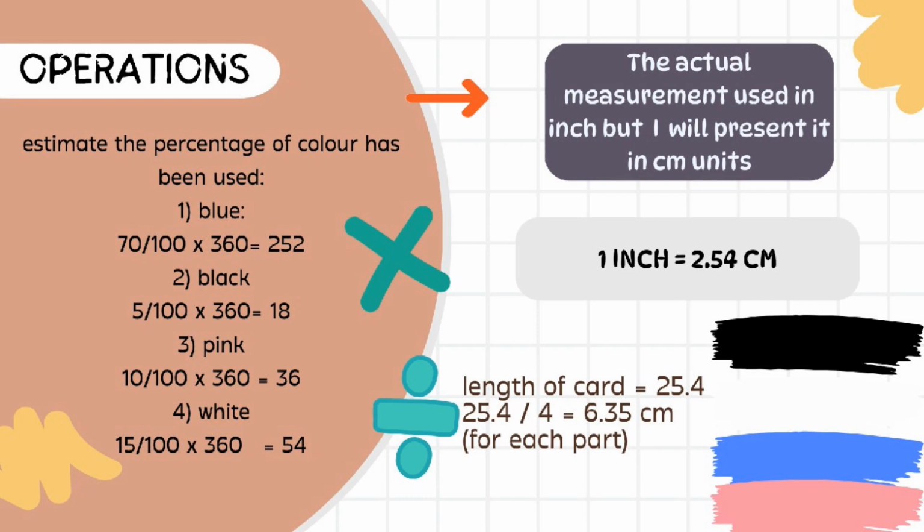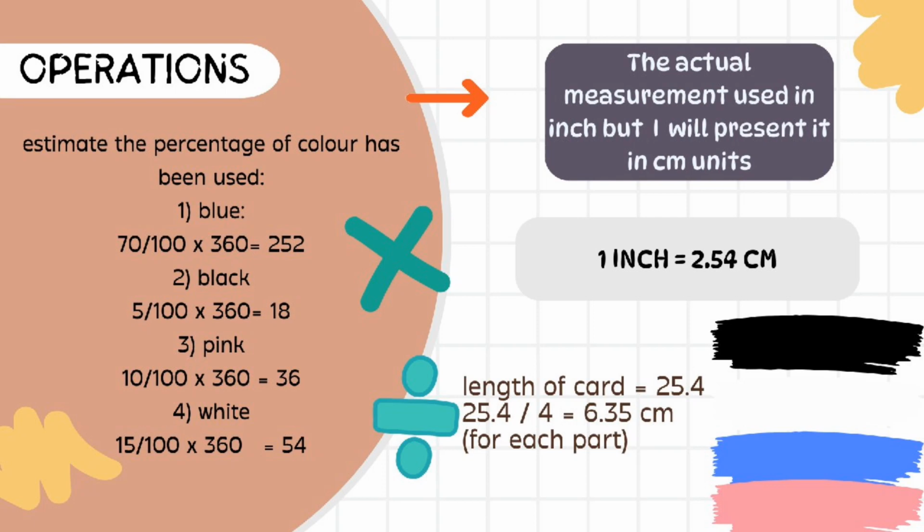First, you are given the measurement in inches, but let's convert them to centimeters because, hey, math knows no bounds. We know that 1 inch equals 2.54 centimeters, right? Now, let's estimate the percentage of each color used on the card. We are given the following data: blue equals 70%, black 5%, pink 10%, white 15%.